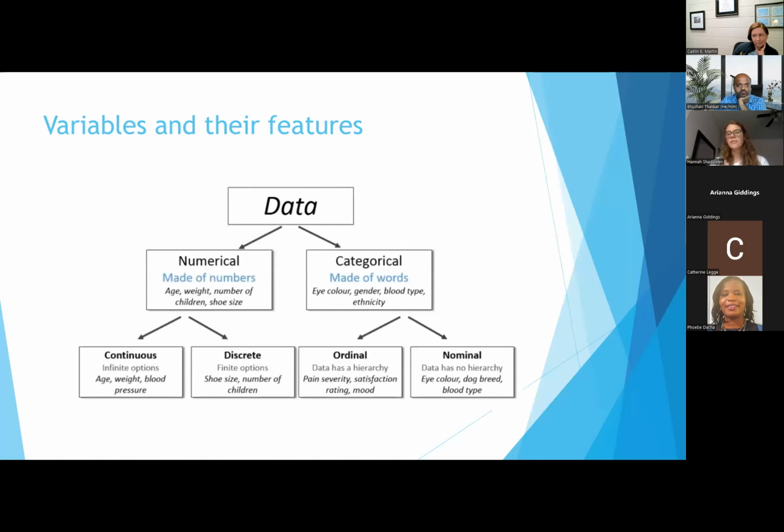And then some features of variables to think about. You can think about it going down this tree. You have numerical data and categorical. Your numerical is either continuous, so things like age, weight, blood pressure, or discrete, so those are integer values. And then categorical, you have either ordinal data, which has a hierarchy, and you can think of a Likert scale, where you really agree with something or you disagree, that has a relationship, a hierarchy, versus nominal, that could be your favorite color, where there's no difference between red and green as far as order. So those are things to think about as far as your variables.